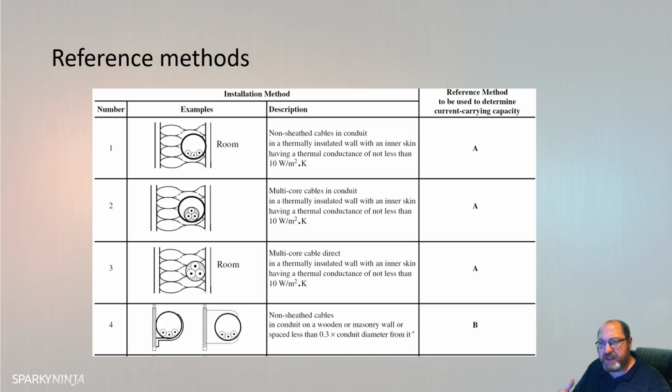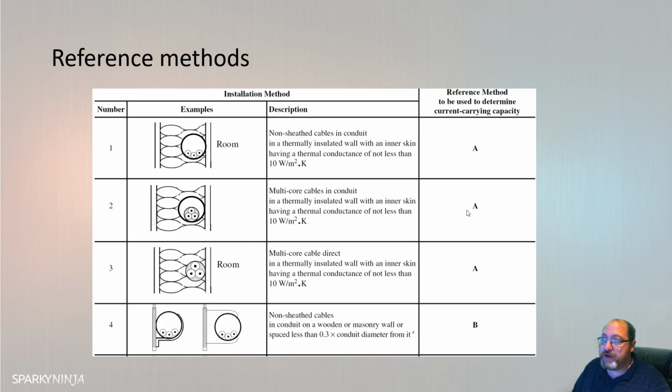Now, if you study these reference methods, you'll notice a trend, and the trend is the harsher methods of installation come up as reference method A. So these methods are either in thermal insulation or in thermally restrictive areas, such as these illustrated here, thermally insulated walls. Okay, these are A.